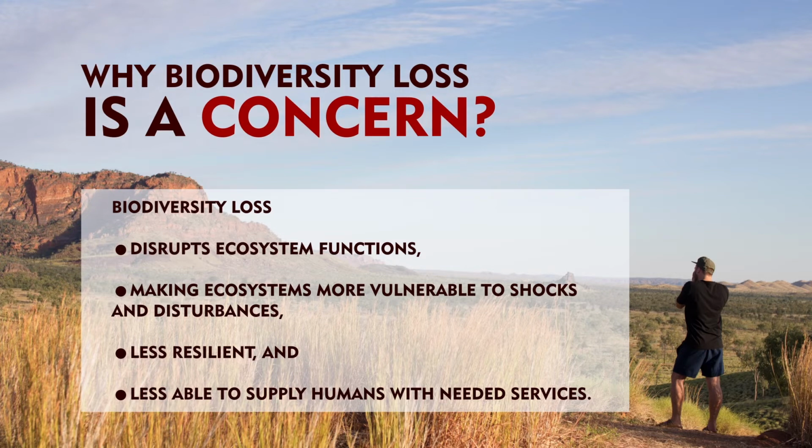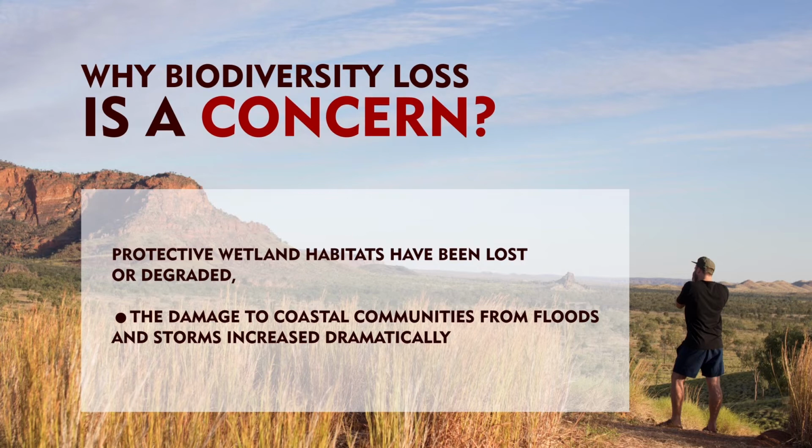For example, wherever you see protected wetland habitats, when they have been lost or degraded, the damage to coastal communities from floods and storms increases dramatically, since the natural protection offered by this ecosystem against wave action, tidal surge, and water runoff from land is compromised. You will see the best example in recent natural disasters that we have seen in reality, like different cyclones in the Indian subcontinent.